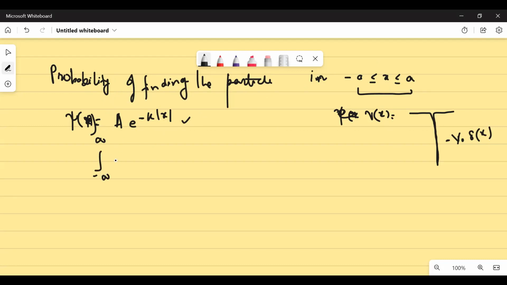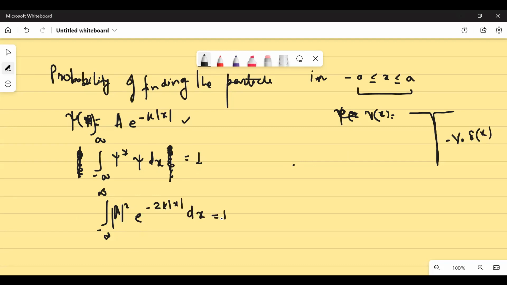In order to do that, I would simply take psi star psi dx. This entire integral should be equal to 1, since the probability of finding the particle somewhere in space should be equivalent to 1. So simply from minus infinity to infinity, you will get psi star psi. So you can write this as modulus A square, and you have e to the power minus 2k modulus of x.